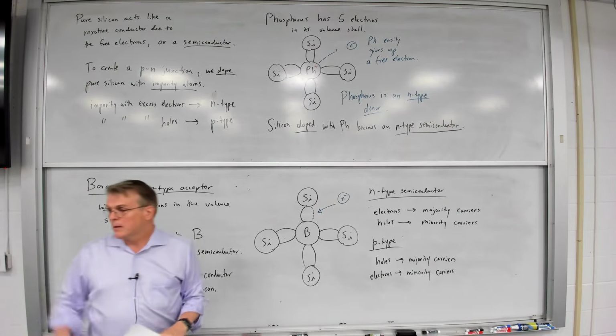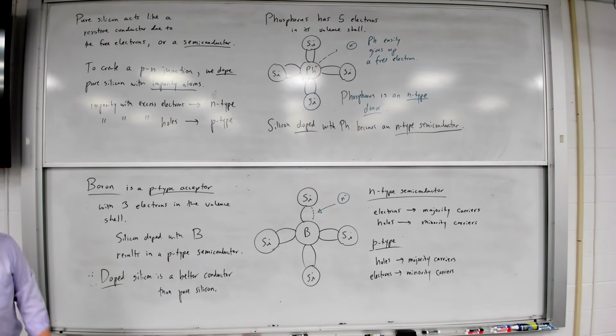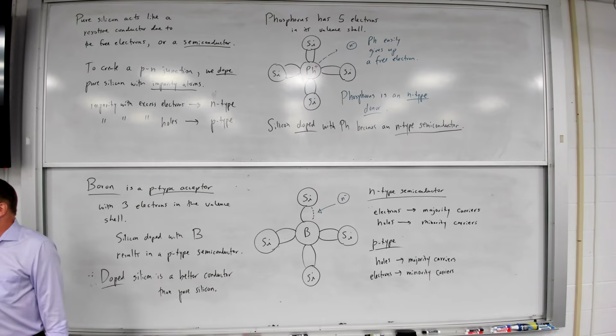Yeah? What's the typical ratio between the dopant, the phosphorus or boron, and the silicon? Oh, I couldn't tell you off the top of my head, but usually it's on the order of 1 atom per million or 100,000. Not a huge number, okay?